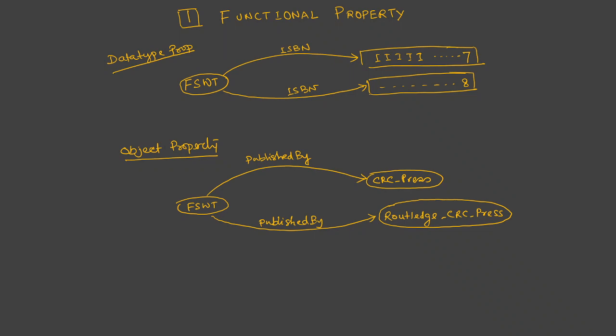So this is what we were discussing, the case of functional property. One is the case of a data type property, the other is the case of an object type property. We'll pick up the book FSWT and assert the ISBN number, and we'll have two ISBN numbers for this book, and two publishers for this book. Of course we'll define published by to be a functional property also. In this case, ISBN we have defined to be functional, and published by to be functional.